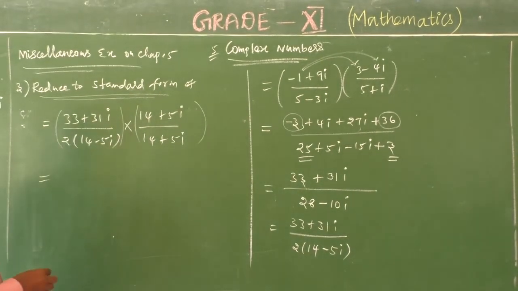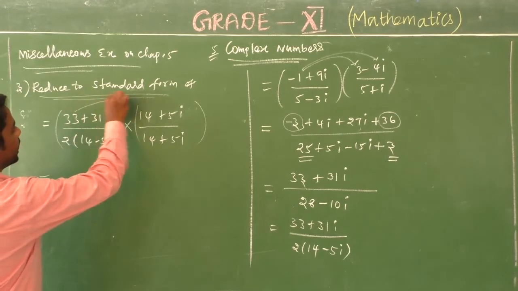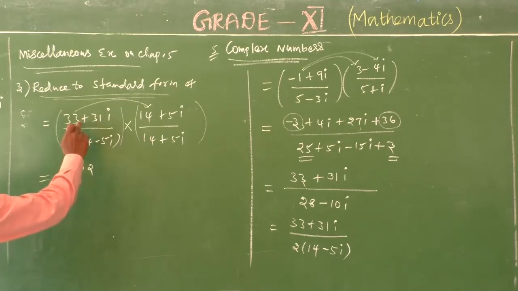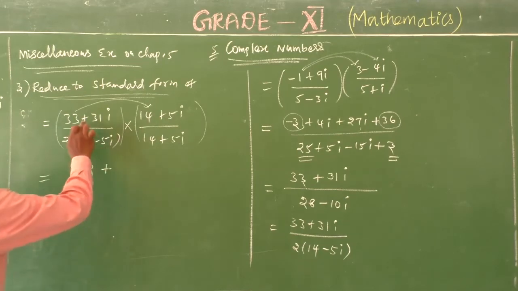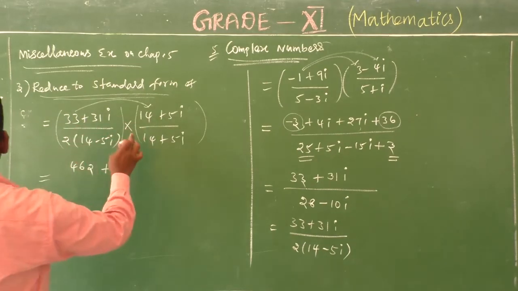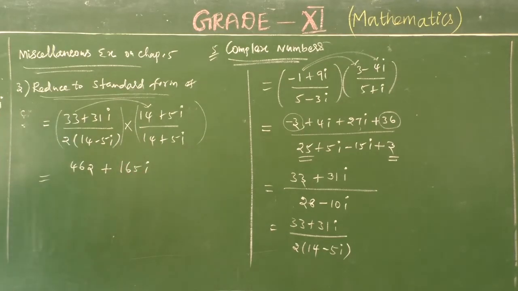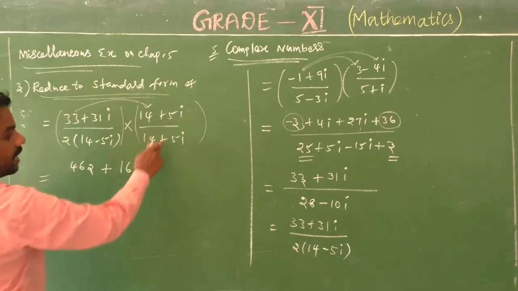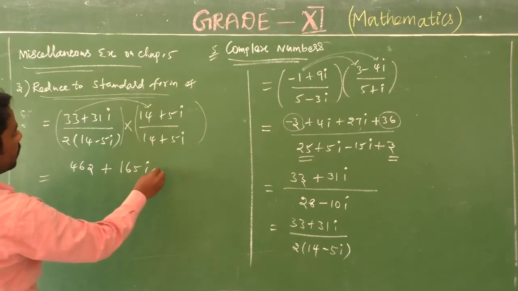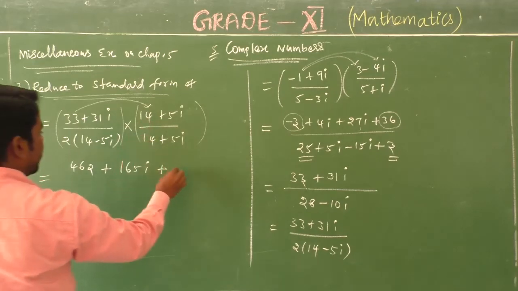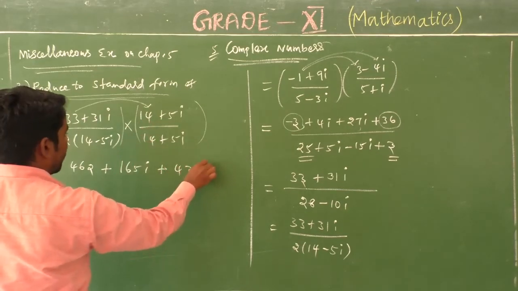Multiply these two complex numbers. 33 into 14 is 462. And 33 into 5i is 165i. Plus 31 into 14, which is 434i.